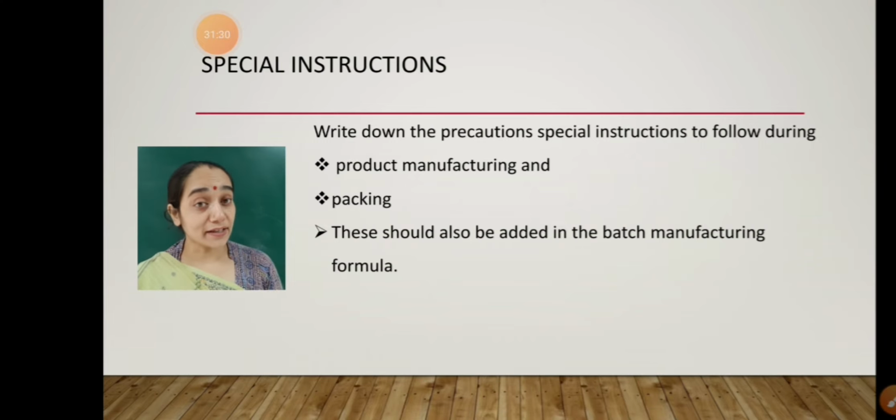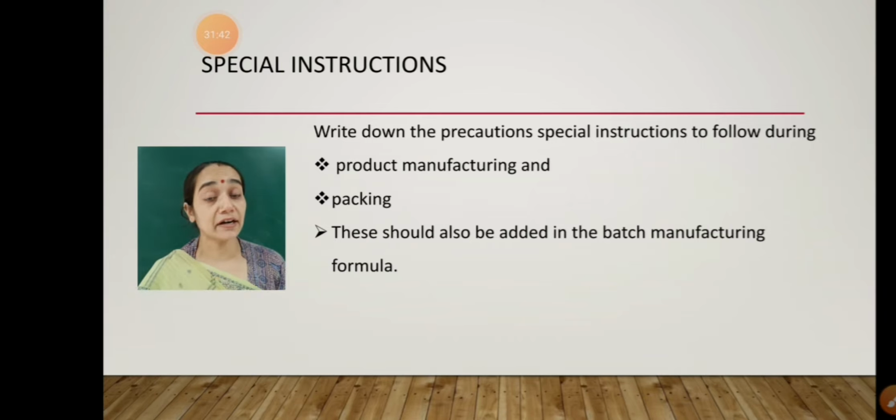So now this is the point that at the time of packaging I need to regulate and control the situation. I should use another method where the pressure gradient shouldn't be there, so that it doesn't lead to splashing and air entrapment. So special instructions, either for packing or for production, should be justified under the heading special instructions, and these should also be included in the batch manufacturing formula.